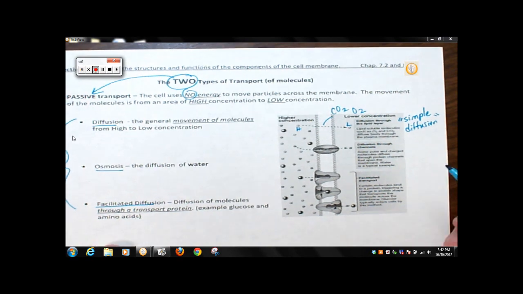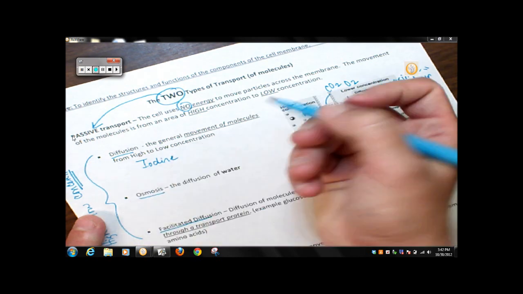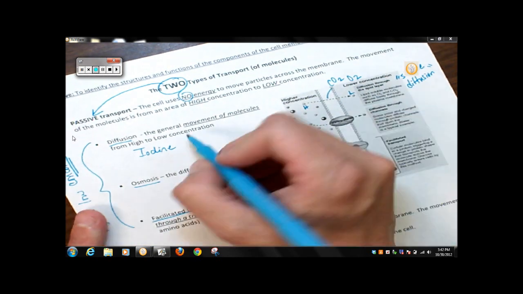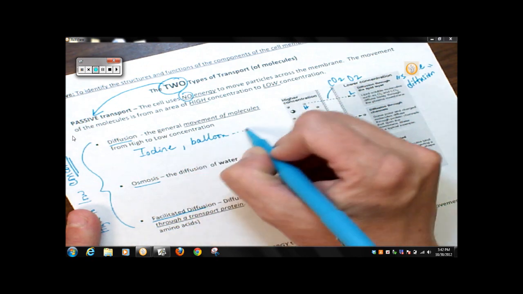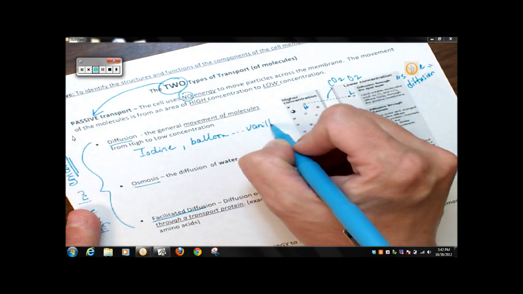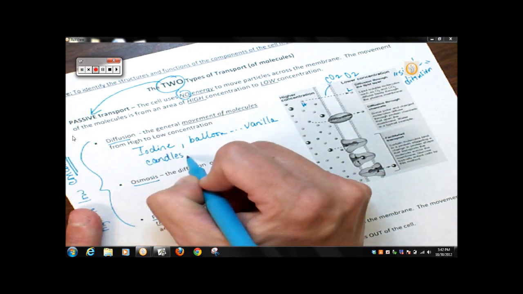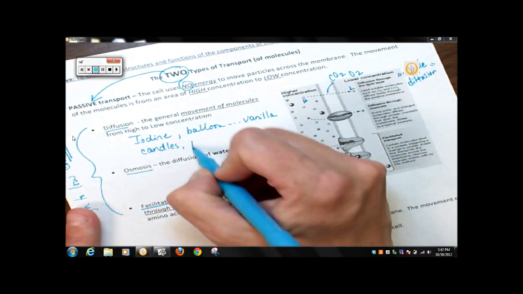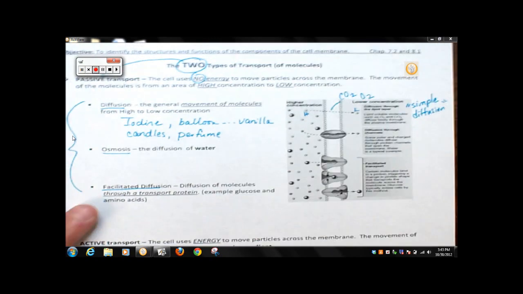So we talked about already iodine moving across the Ziploc baggie, or maybe if you had a balloon full of vanilla, you'd actually be able to smell the vanilla on the outside of the balloon. Candles in a room, somebody passing gas, perfume, all of those things are molecules that just move from one area to another because of concentration gradient.